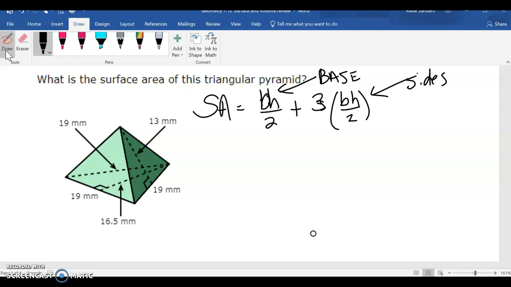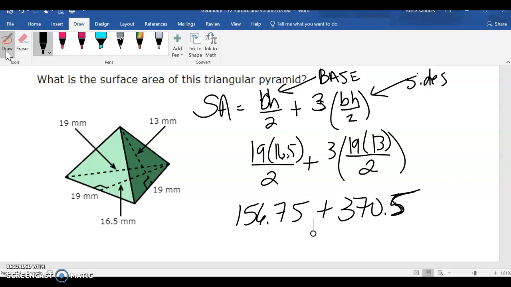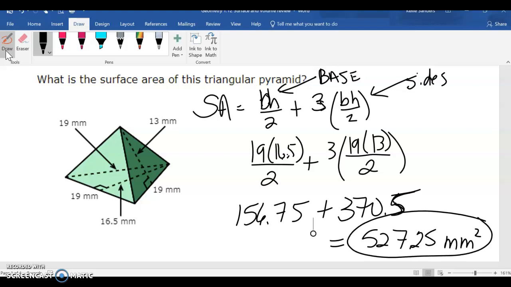The base of the triangle is 19. The height of the base of the triangle is 16.5, and we're going to divide that by 2. We have 3 sides. The base of the side is 19, and the height is 13, and we're going to divide that by 2. I'm going to plug that into my calculator. The area is in millimeters squared.